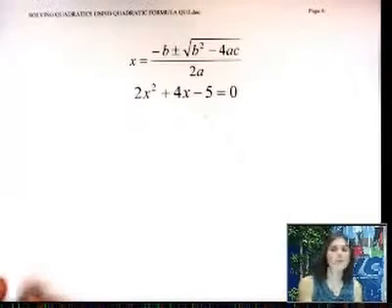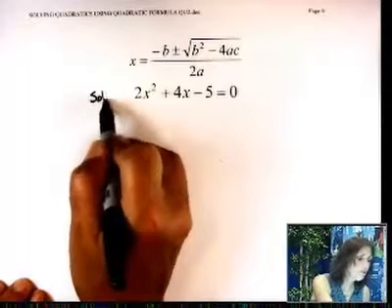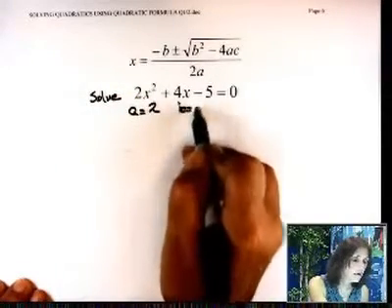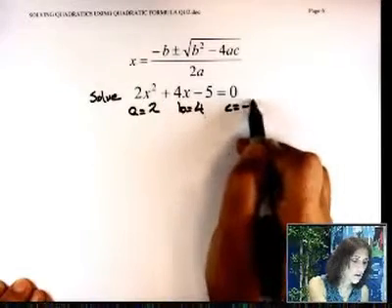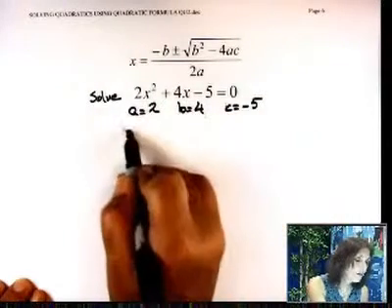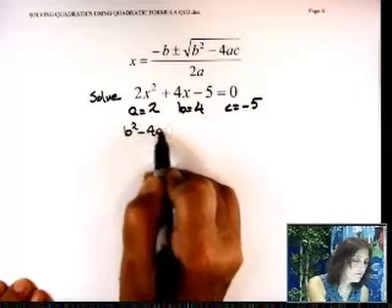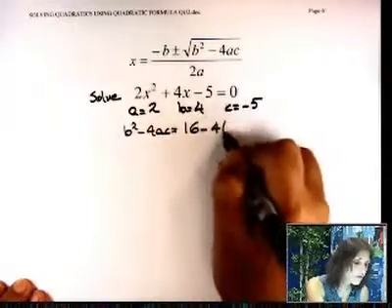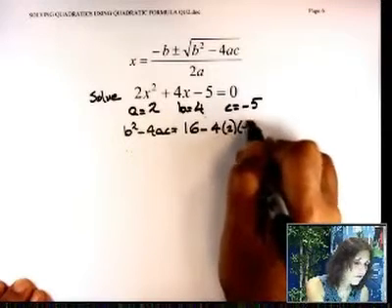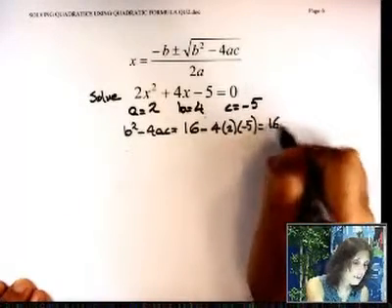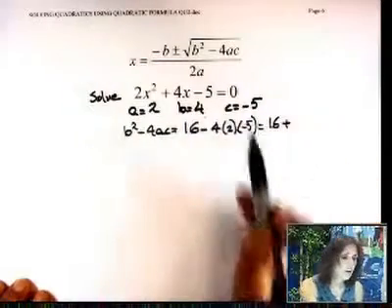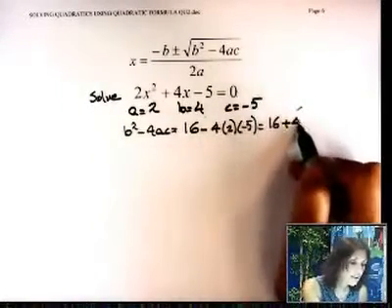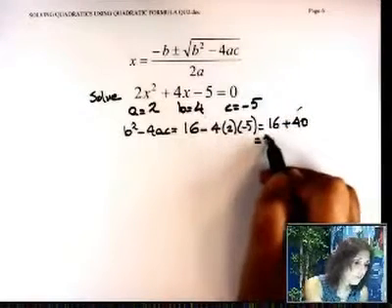All right, how do I do this one? The question is solve. Write down your ABCs. Write down your discriminant. B squared is 16 minus 4. A is 2. C is negative 5. 16 minus minus, plus. 2 times 5, that's 10, times 4, 40. 56.